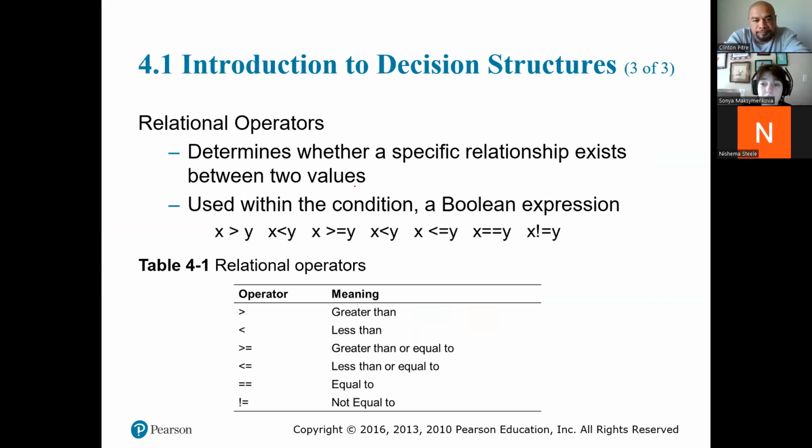Now, relational operators are what we use to determine if there's any relationship between two values, and you've probably seen them in your math classes before. So x greater than y, x less than y, x is greater than or equal to y, and so on. The only two that you probably haven't seen are the double equal sign, which means you're checking if the numbers are equal to each other, and the not equal sign, which uses an exclamation point and an equal sign, meaning you're checking if x is not equal to y.